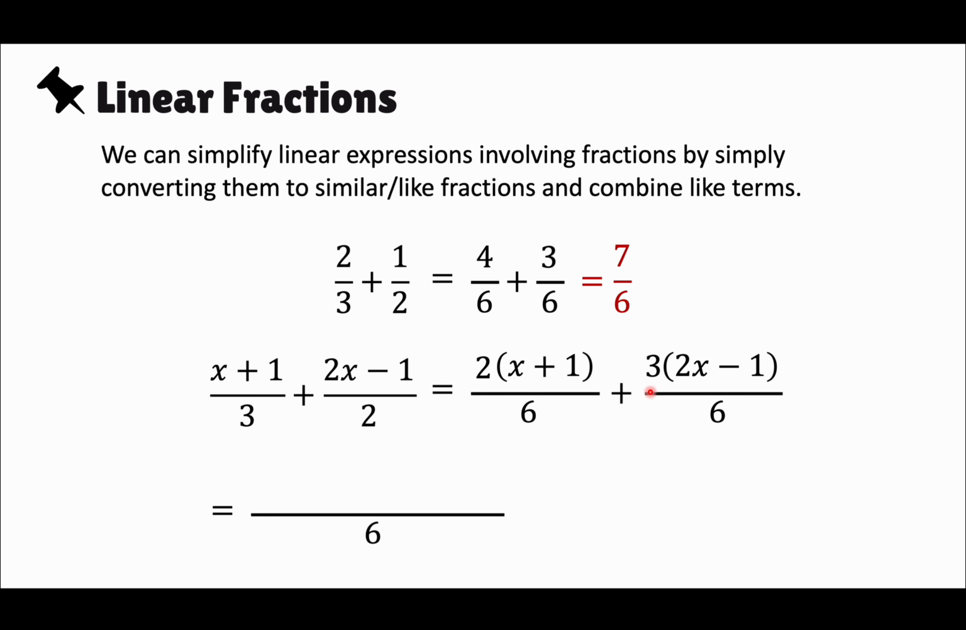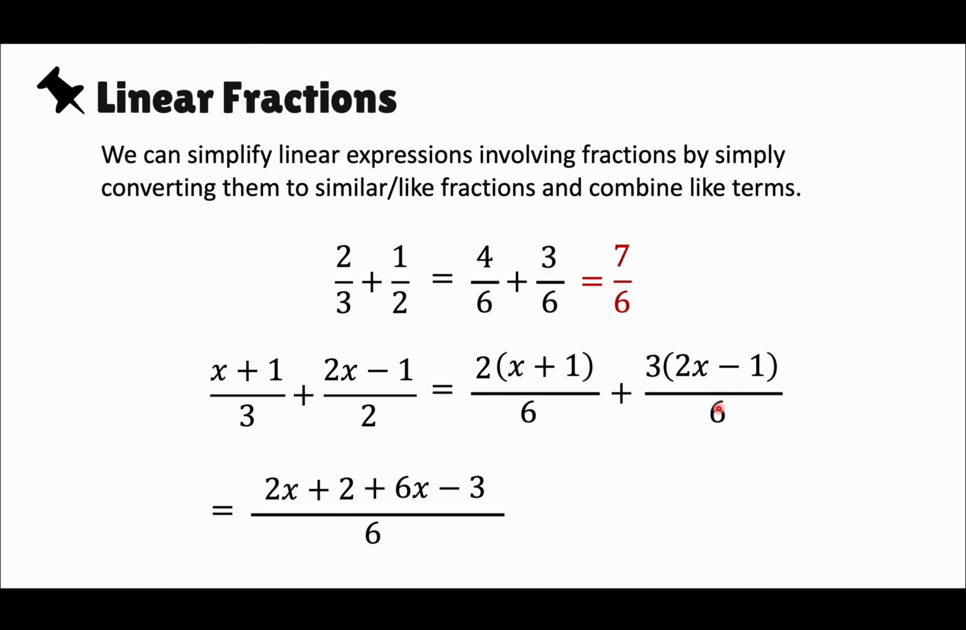Now, both of them have the same denominator, so we can write it as one whole fraction, all over 6. We expand the numerators. 2 times x plus 1 gives you 2x plus 2, distributing the 2 inside the parentheses. Plus 3 times the difference of 2x and 1. So you have 3 times 2x, that's 6x, and 3 times negative 1, that's negative 3.